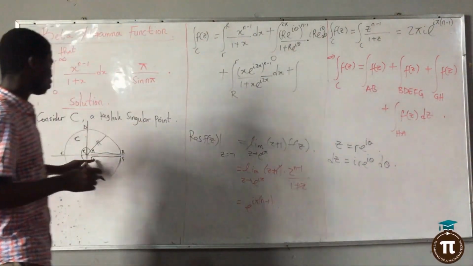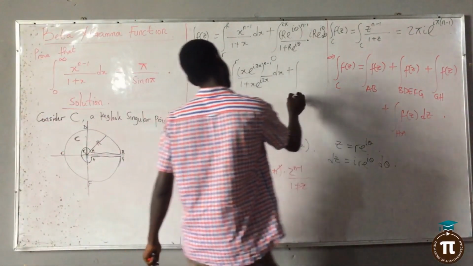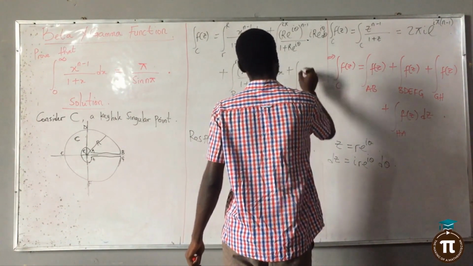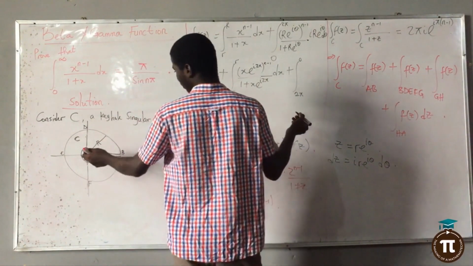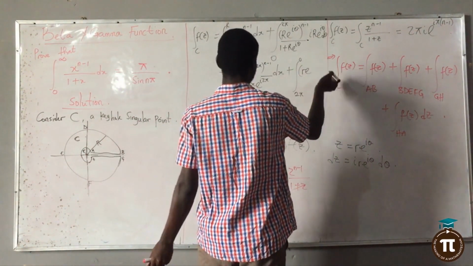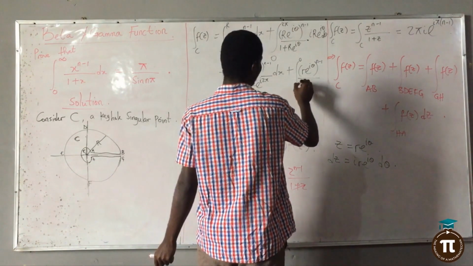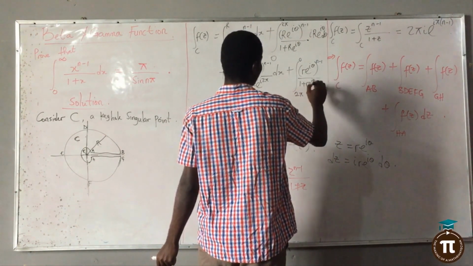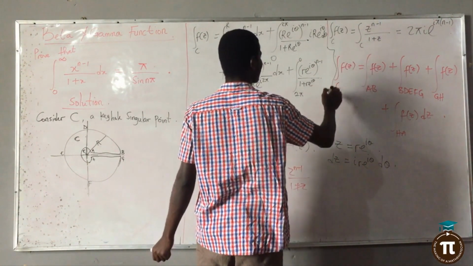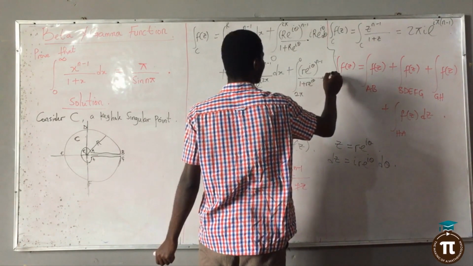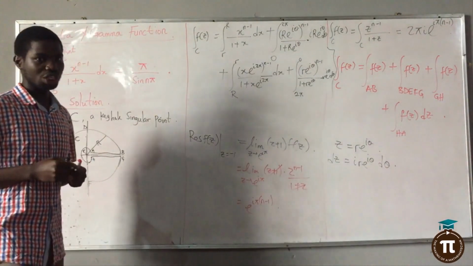Then HA is also another circle here. Of course, this one will now be from 2 pi to 0 of f of z. And f of z, of course, this one will be small letter r e raised to the power of i theta raised to the power of n minus 1 over 1 plus r e raised to the power i theta d theta. But dz is equal to i r e raised to the power i theta d theta, as you can see on the board.